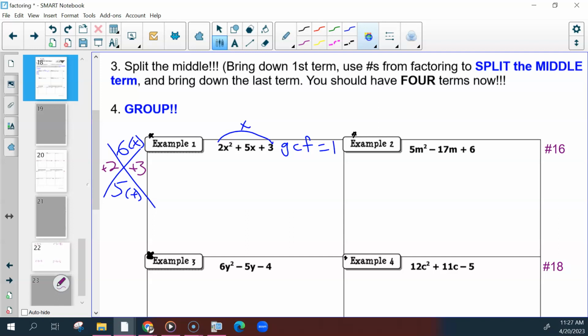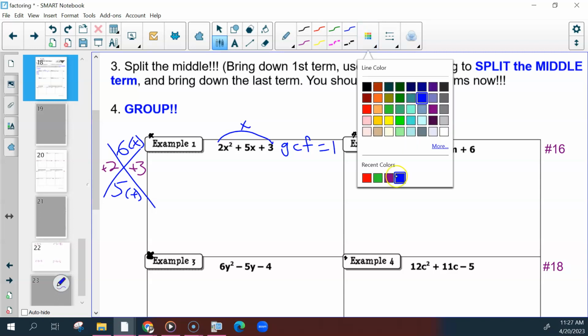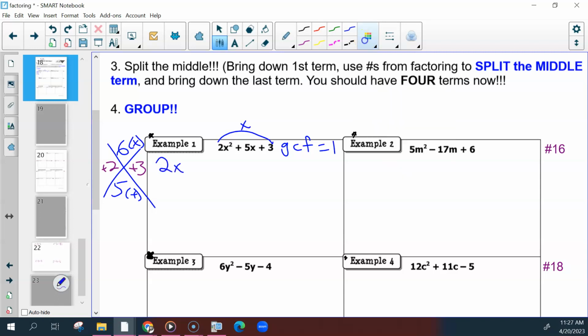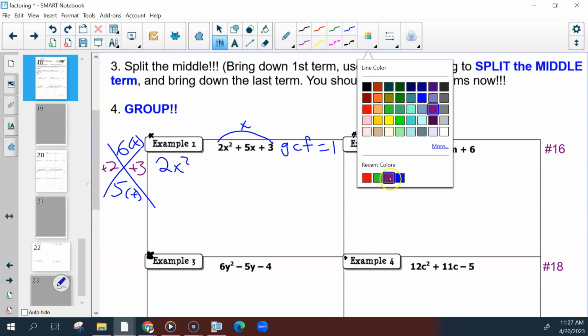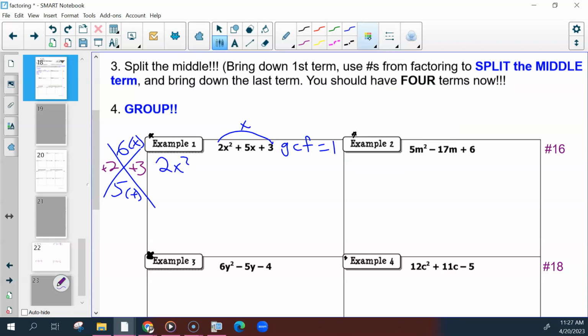So then we're going to rewrite our 3 terms into 4. The first and the last stay the same. So 2x squared. But instead of the 5x in the middle, we're going to write the 2 numbers we just found. The middle term had an x, so these will also have x's.